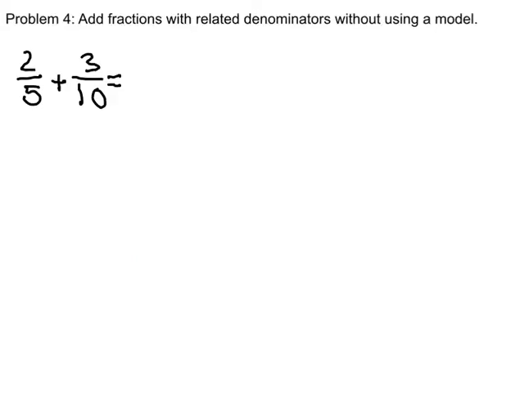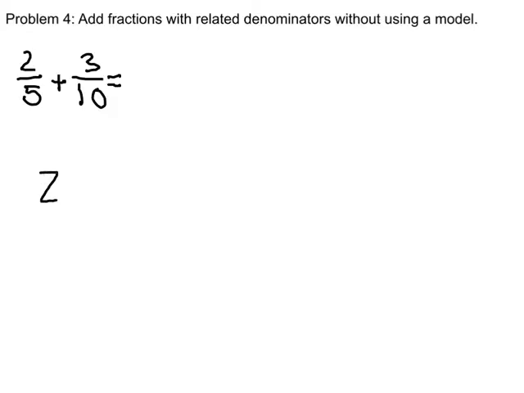All right, we're on to our problem 4, and in this one we're going to add this without using a model. So without using a model, what we're going to look at is 2/5 plus 3/10. And again, we're going to look at what do these two have in common. Well, we know that they both have 10 in common, that I can turn this denominator of 5 into a denominator of 10 by multiplying it by 2. So again, we remember always have to do what we do with the denominator, we have to do with the numerator. So I'm going to multiply this by 2.